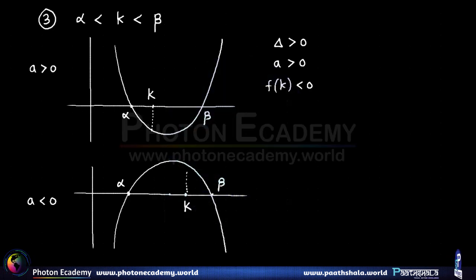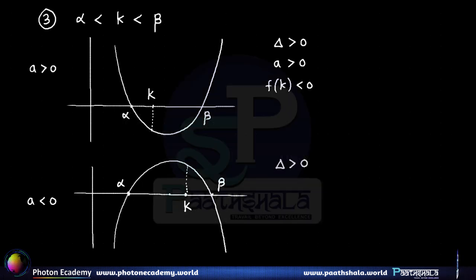So once again we show here the f of k, and as it's seen here, the f of k is positive when the parabola is opening downwards. So once again, to write the conditions, delta should be greater than 0, here we are having the case of a less than 0, but now f of k is greater than 0.